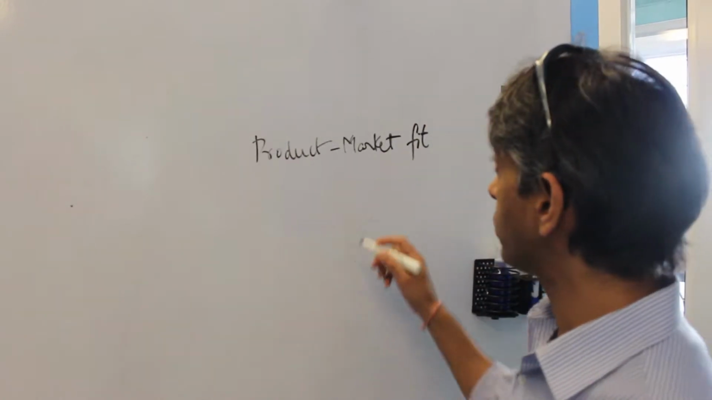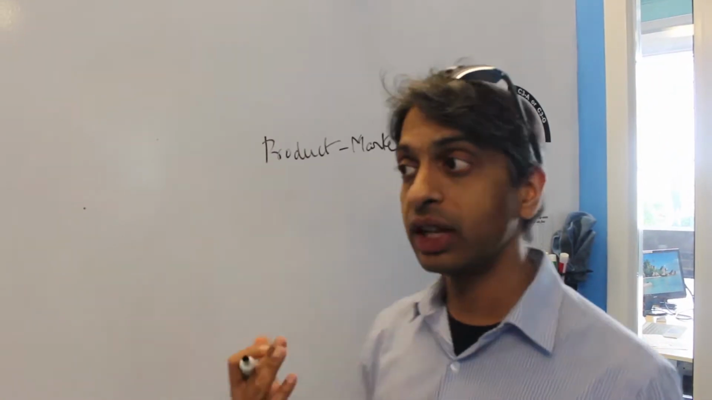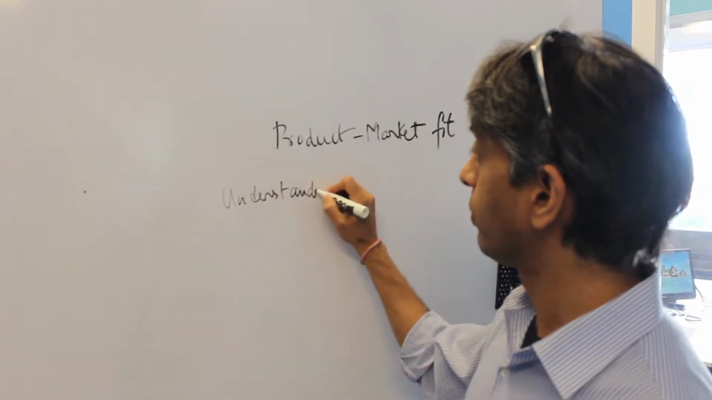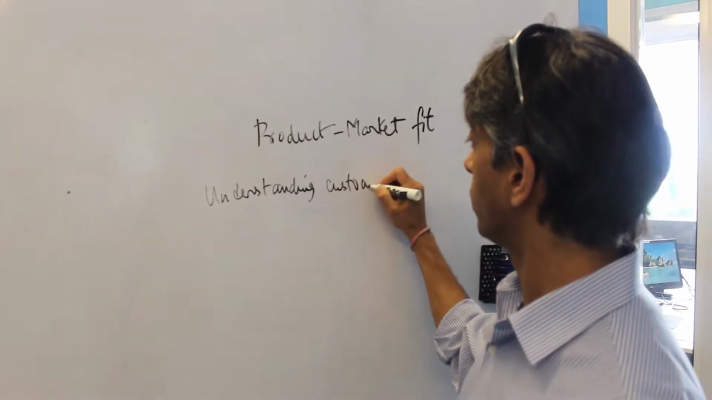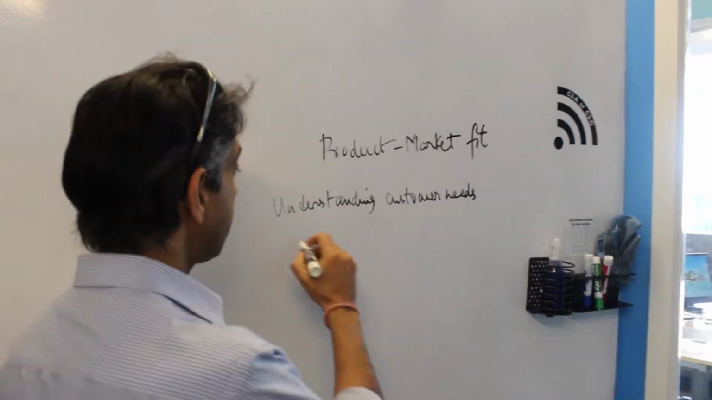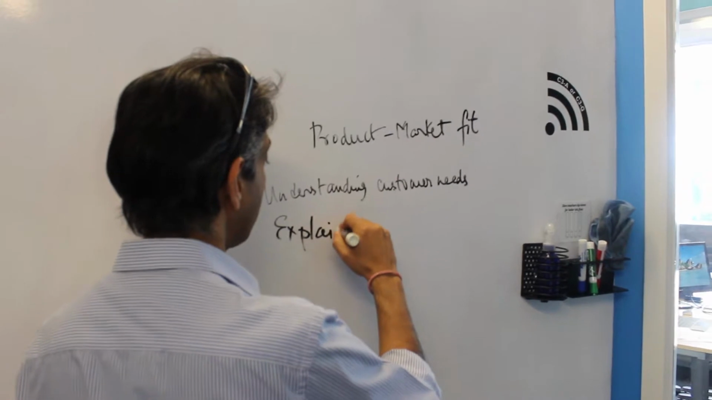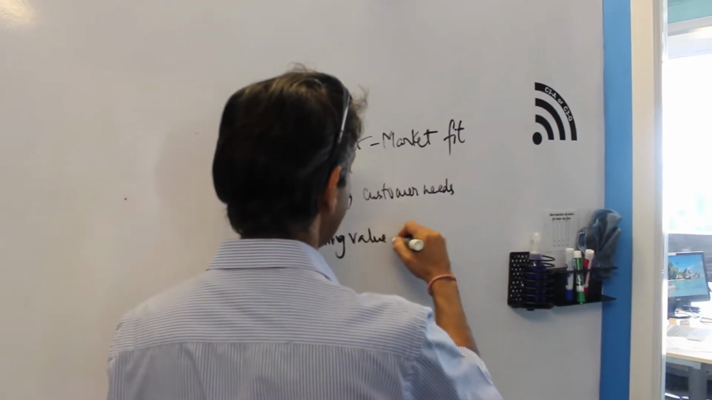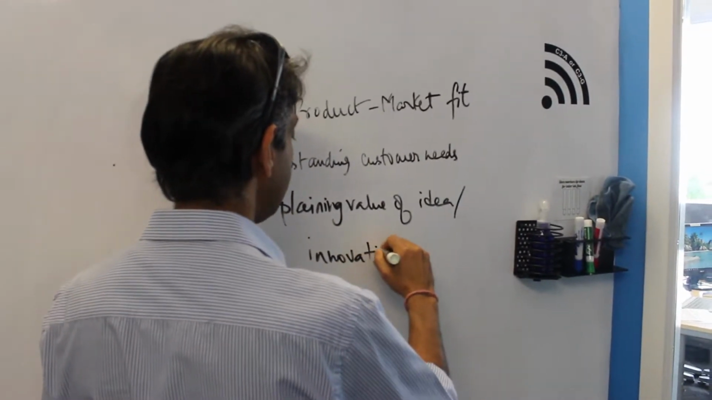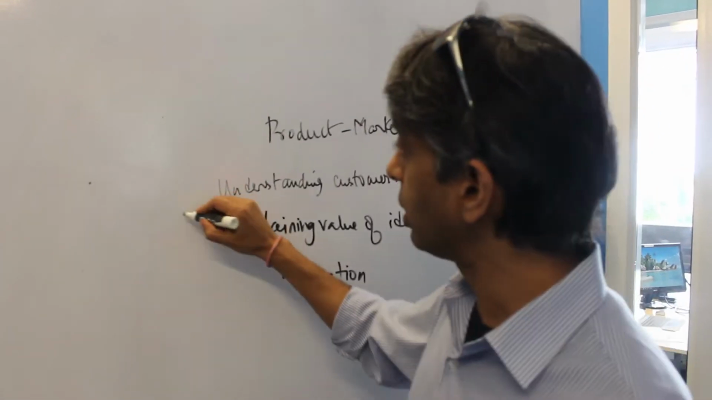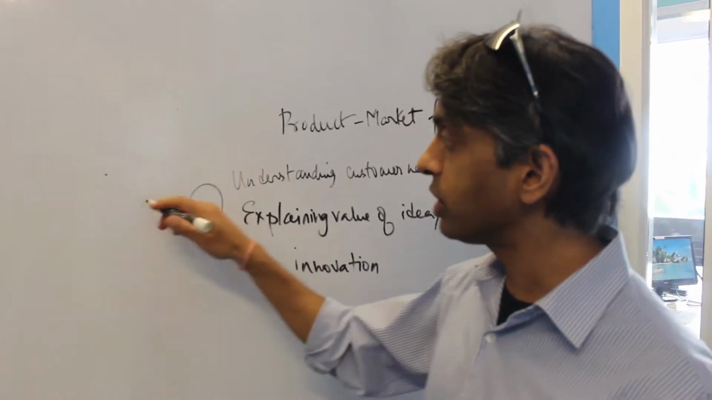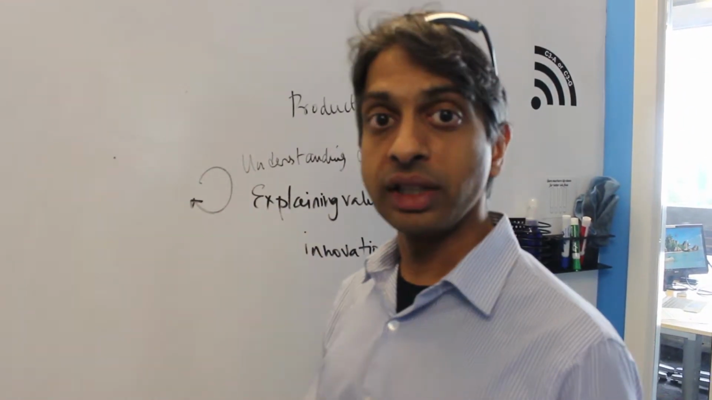So that product market fit exercise requires talking to a lot of customers, understanding their needs, right? So understanding customer needs, then explaining the value that you offer the customer, explaining the value of the idea or innovation, right? And then engaging in a cycle, which should be a virtuous cycle, in trying to create something like a product that they would be willing to pay you for.